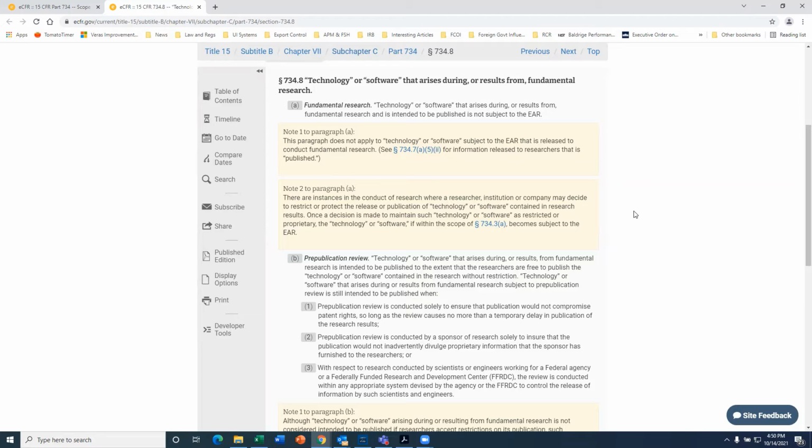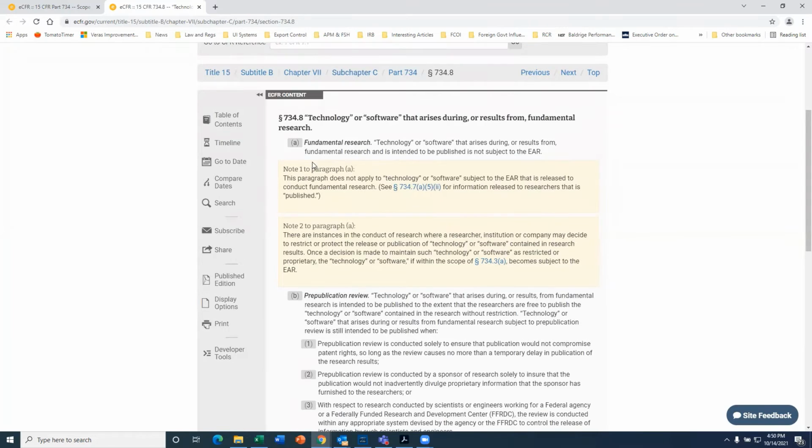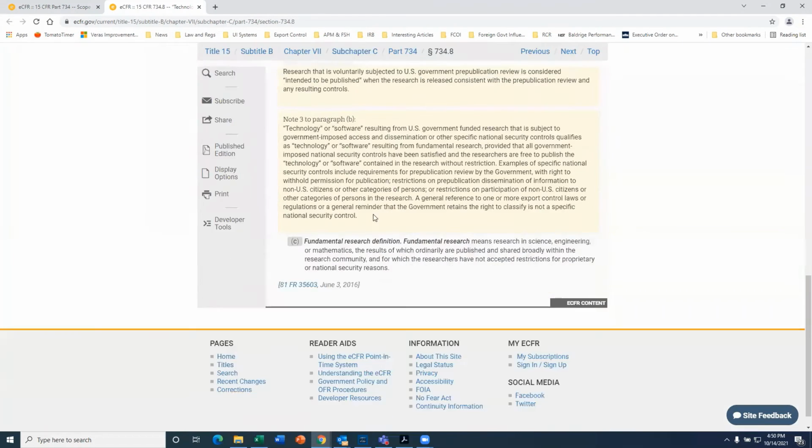But you might be asking yourself, what is fundamental research? Well, that's defined right here in the EAR. Fundamental research, technology or software, we're talking about intangible stuff that arises during or results from fundamental research. So fundamental research is fundamental research and is intended to be published. So you've got two parts here, fundamental research and intended to be published. And they've kind of discussed it backwards. So let's talk about this thing. What does fundamental research mean? Well, it's defined right down here at the very bottom.